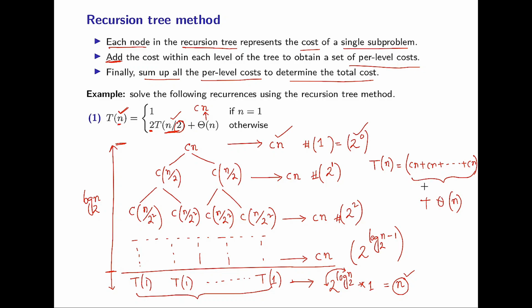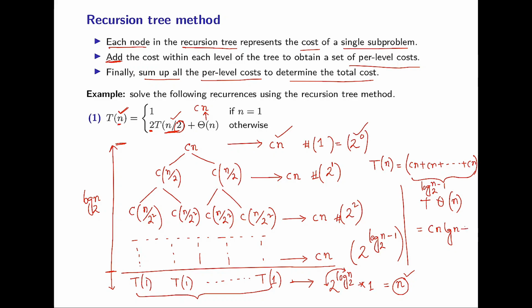So how many Cn's are there? The height of the tree is log n base 2 minus 1, right? So if we simplify, we are going to ignore this 1 because we are going to write asymptotically. So log n base 2 multiplied by Cn, because log n base 2 number of Cn's are there, right? So Cn log n. Since it is log n base 2, we can write lg n simply.